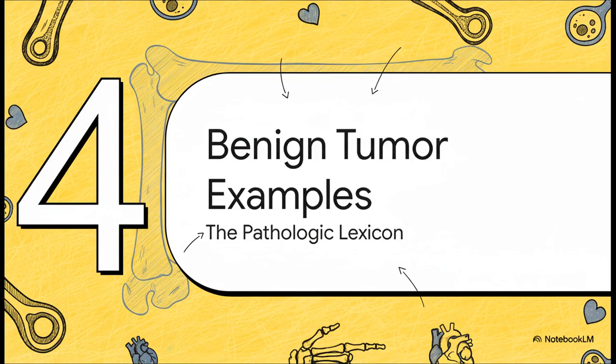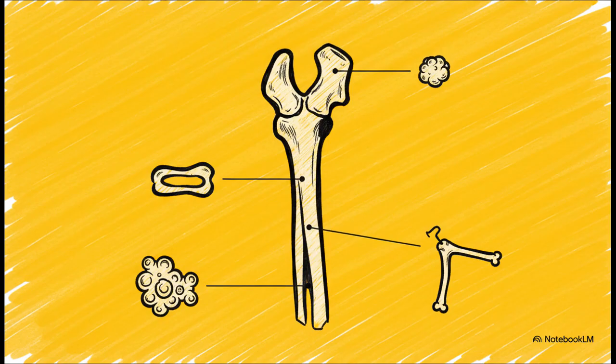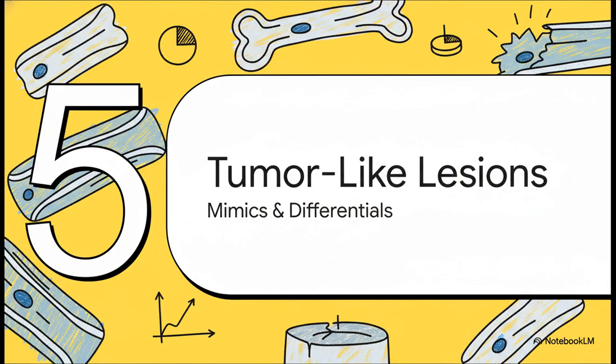Okay, we've got the framework down. Now let's put some names to these concepts. What are some of the actual benign tumors you're going to run into? So here are some of the usual suspects. You've got your bone formers like osteoma and osteoid osteoma. You have cartilage-forming tumors like enchondroma and the super common osteochondroma. And then there's a really important one, giant cell tumor of bone. This is a classic example of a lesion that, while benign, is often locally aggressive, frequently putting it squarely in that stage 3 category.